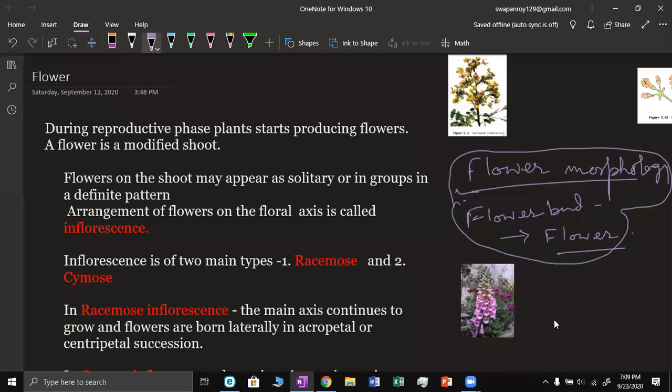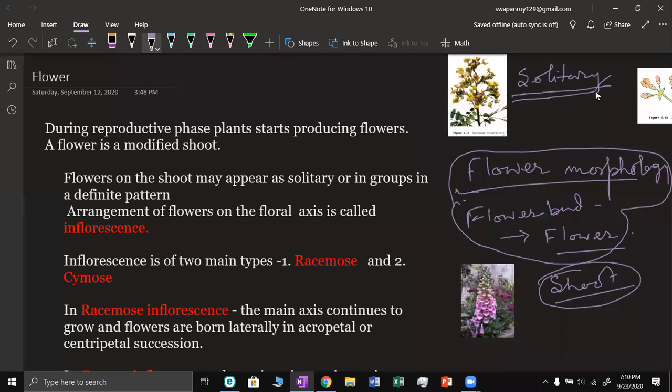This flower, which is the reproductive structure of the plant, is actually a modification of a stem, or we can say the shoot. It is a very special shoot modification. These flowers on the plant or on a branch may grow singly, that is, the flower may be solitary, but in most cases the flowers grow in a bunch, in a group, a large number of flowers.